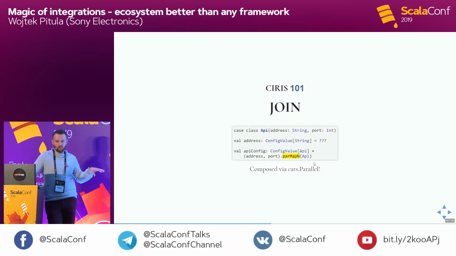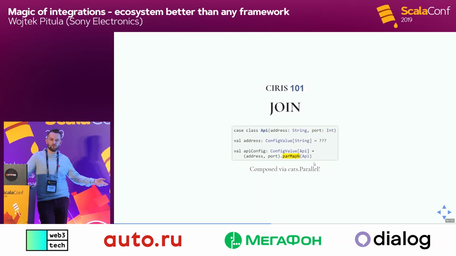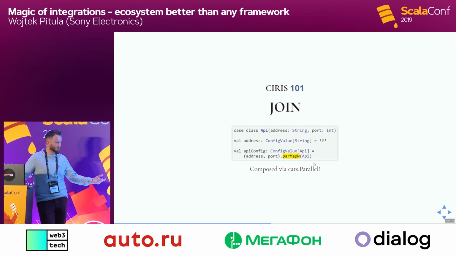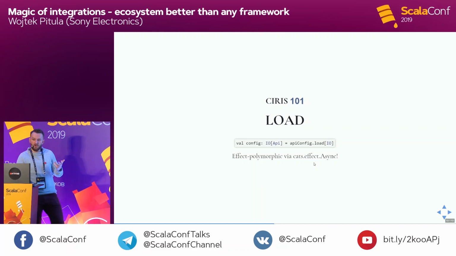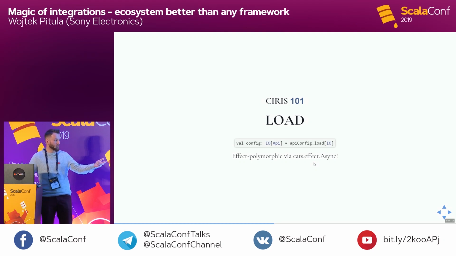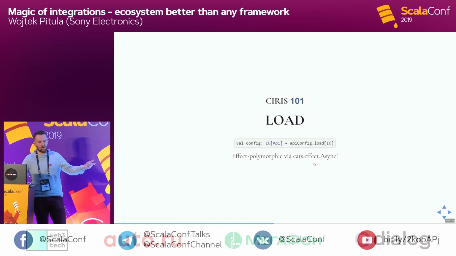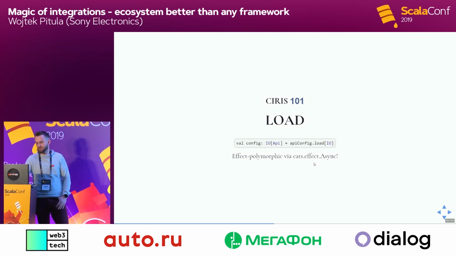What is important here is that it's not some random API coming up with Ciris, but it's leveraging the cats syntax for the Parallel type class. You don't need to know what this type class is, because the documentation of Ciris will tell you how to use that. The important part is that it's not a random method specific to Ciris. Once you have defined all your configurations, you just call a load method, pass the effect type, so it's Cats Effect IO or Monix Task or ZIO or whatever, and it just loads it to your application.